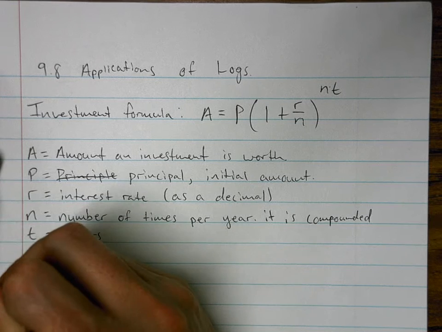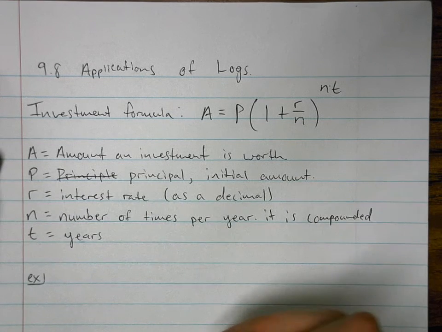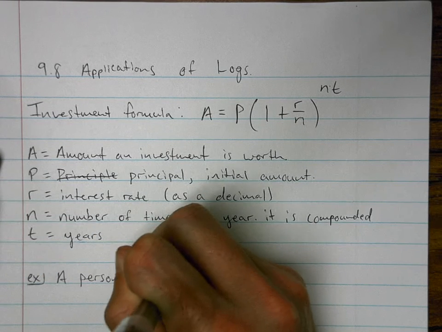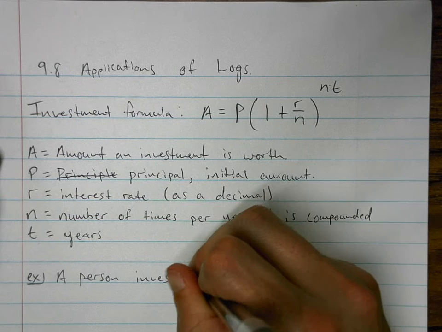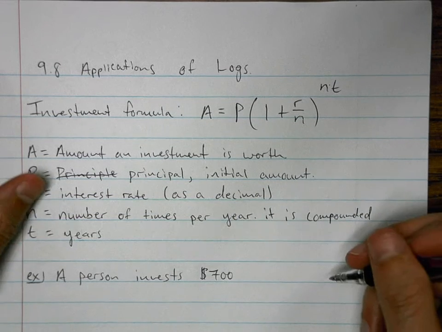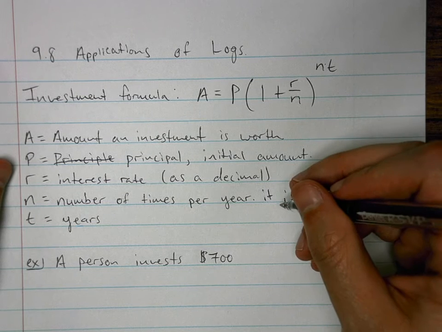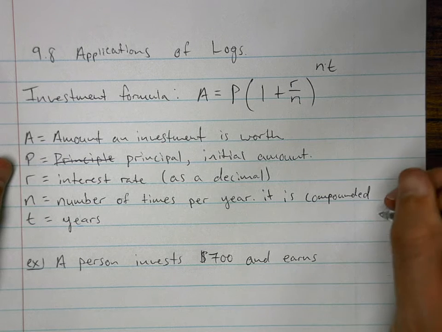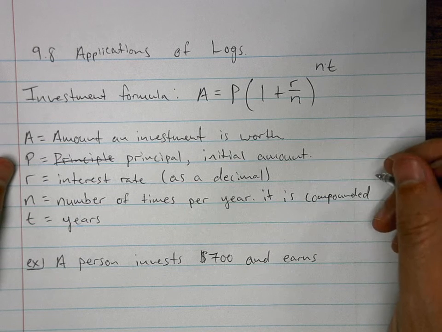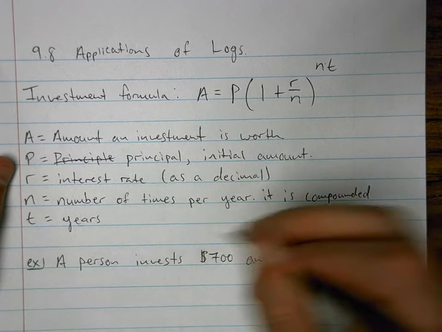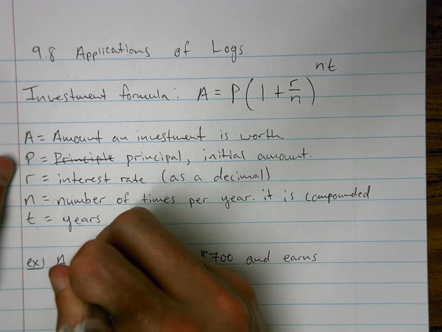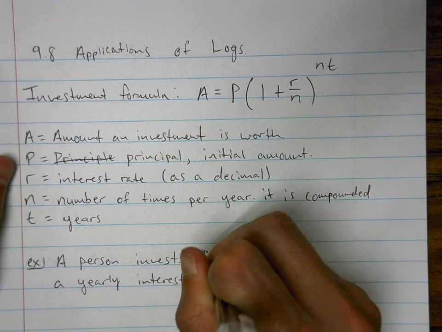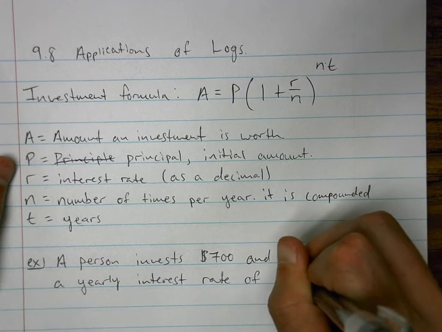Part A, we're going to do an example. A person invests 7 hundo and earns a yearly interest rate of 4%.